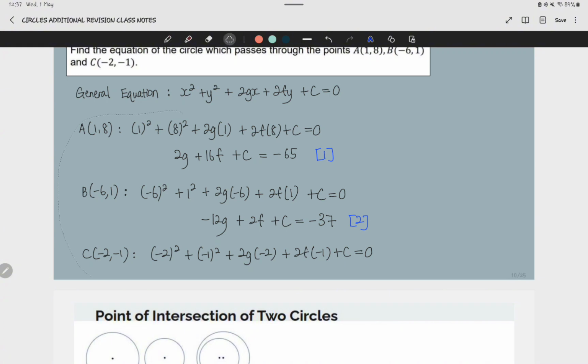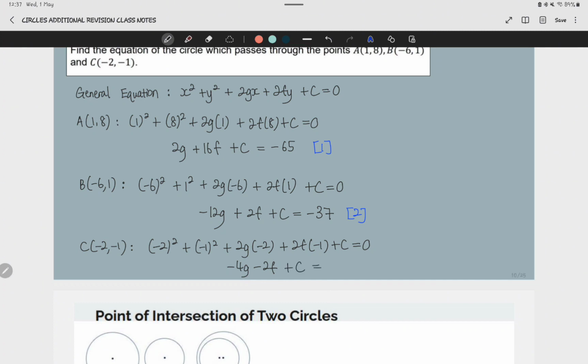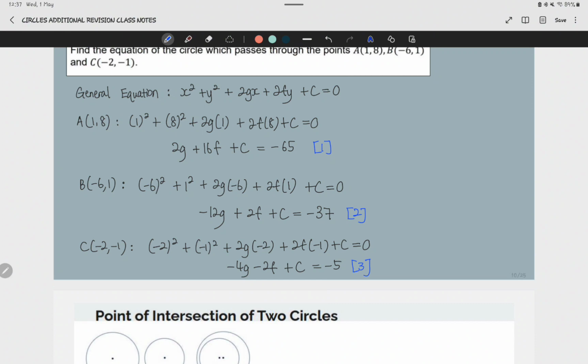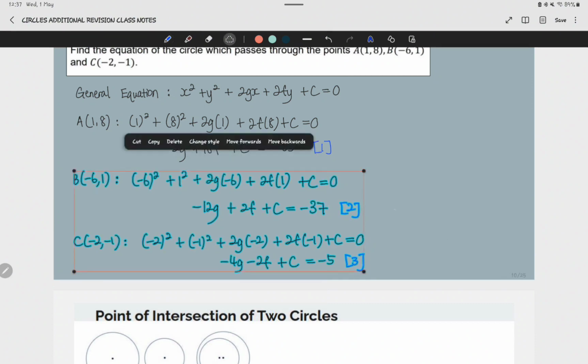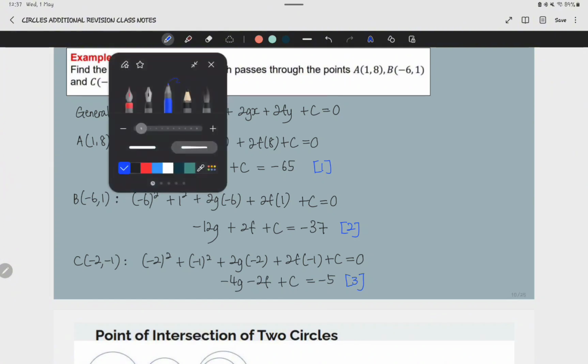Simplify. You will get negative 4g negative 2f plus c equals to 4 plus 1, 5. 5 move to the other side, negative 5. Okay, so this will be your third equation that you are going to use to solve simultaneously. Okay, so you have 3 equations, you have 3 variables. Try to solve it simultaneously.